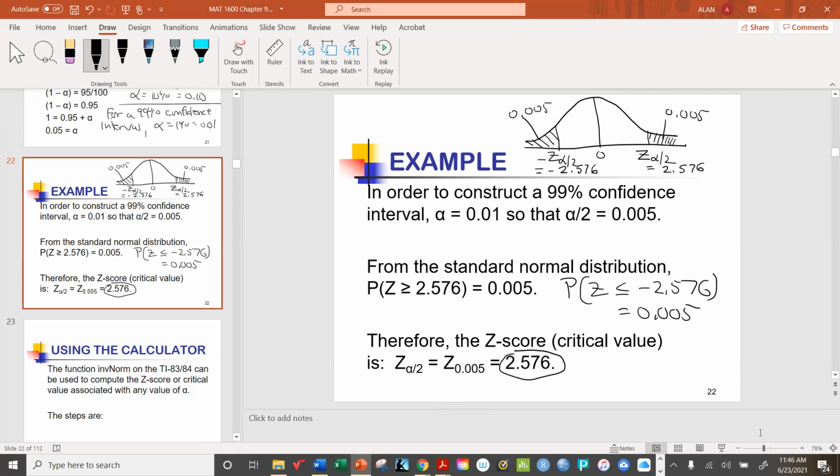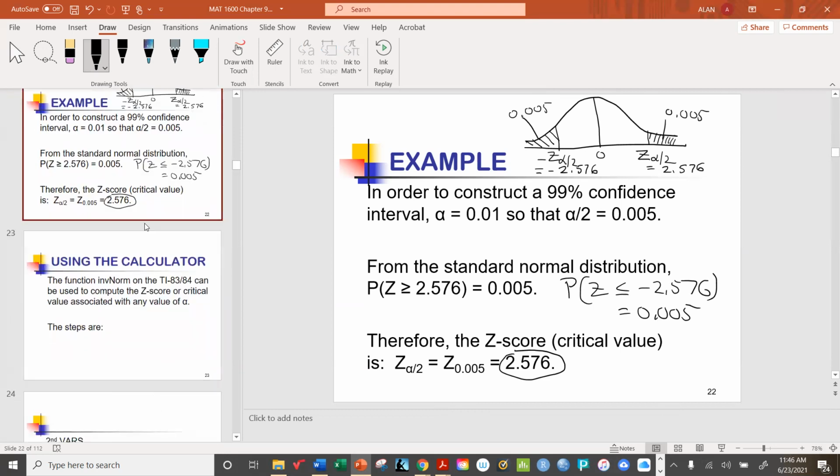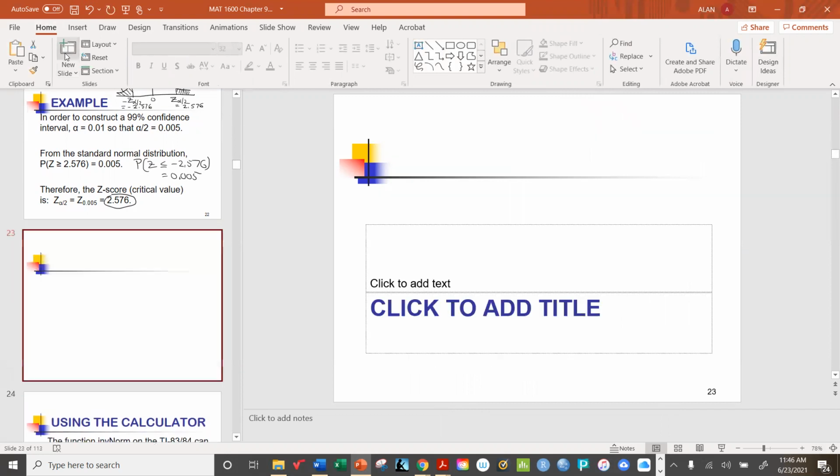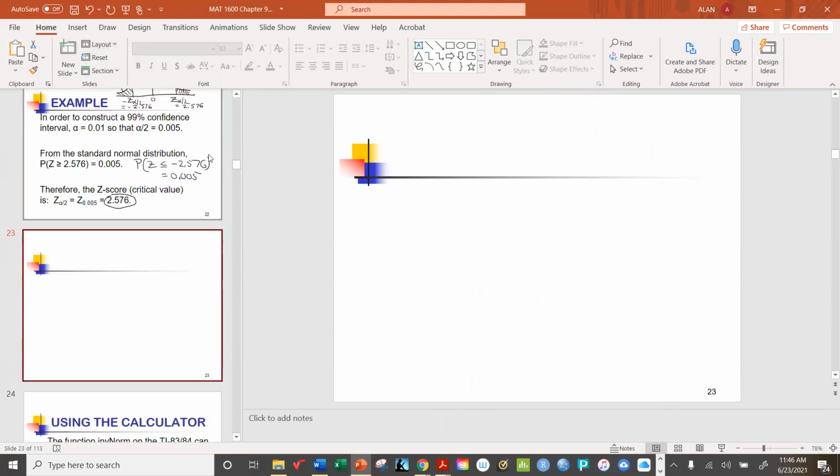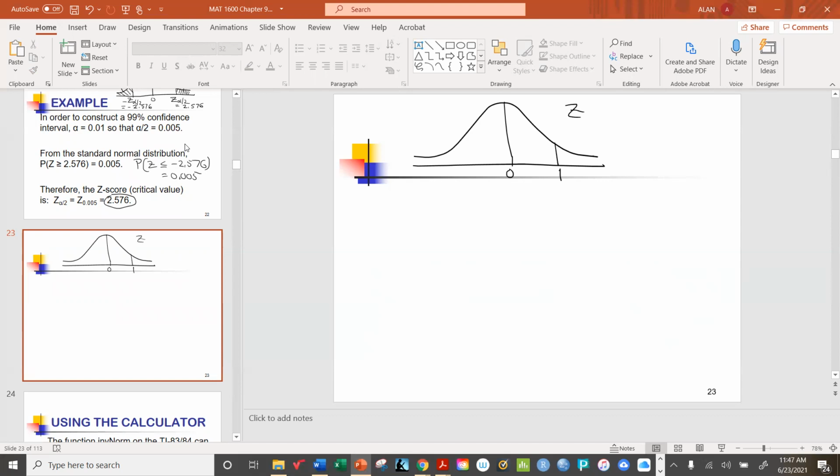What we're going to do is use it to do, in effect, a reverse probability. Normally, up to this point, what we've been typically doing is, for example, if I wanted to know the probability that z is less than or equal to 1, it turns out to be 0.8413. So what we've been given is a z-score, and we calculate the probability.